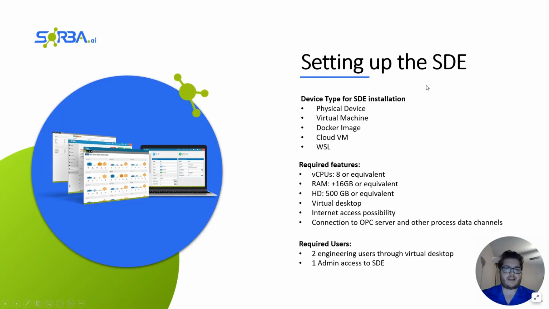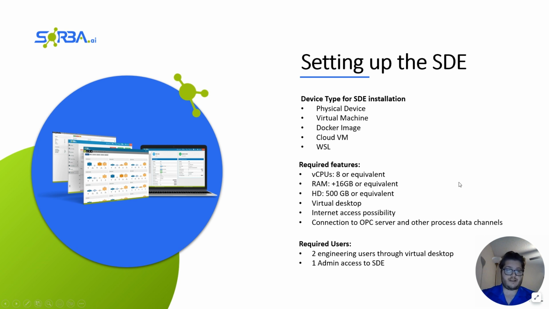Oh, sorry, actually before that, just to take a brief moment to talk about how Sorba is actually put into place within a facility. We have essentially three different ways in which we can install Sorba. We can either install it as a physical edge device, where Sorba is implemented through an edge computing device. We can also put in Sorba as a virtual machine on the plant network, or we can do an entirely cloud-based solution.